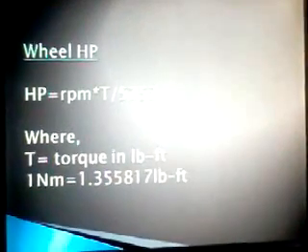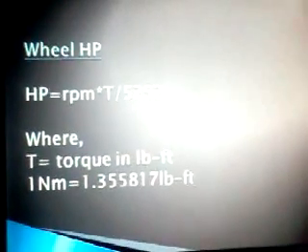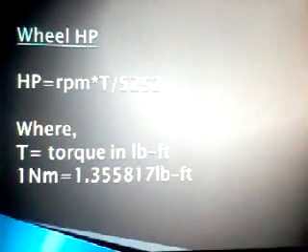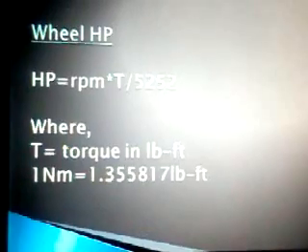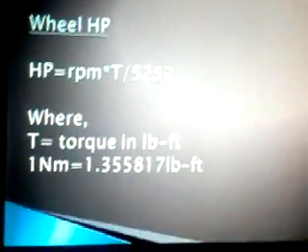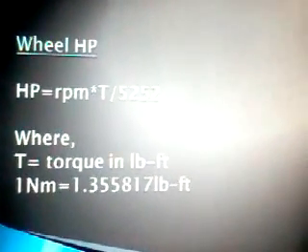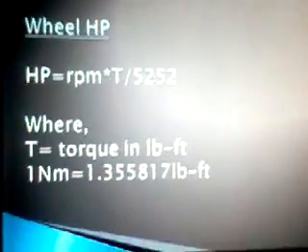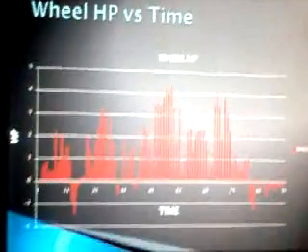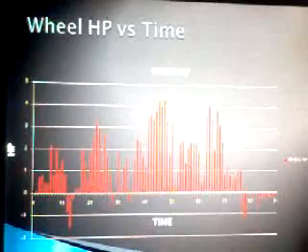Then we have calculated the wheel HP by the formula RPM times torque divided by 5252, where torque is in lbft, that is pound-feet, and 1 newton meter is equal to 1.355817 lbft. And this is a plot of wheel HP versus time.